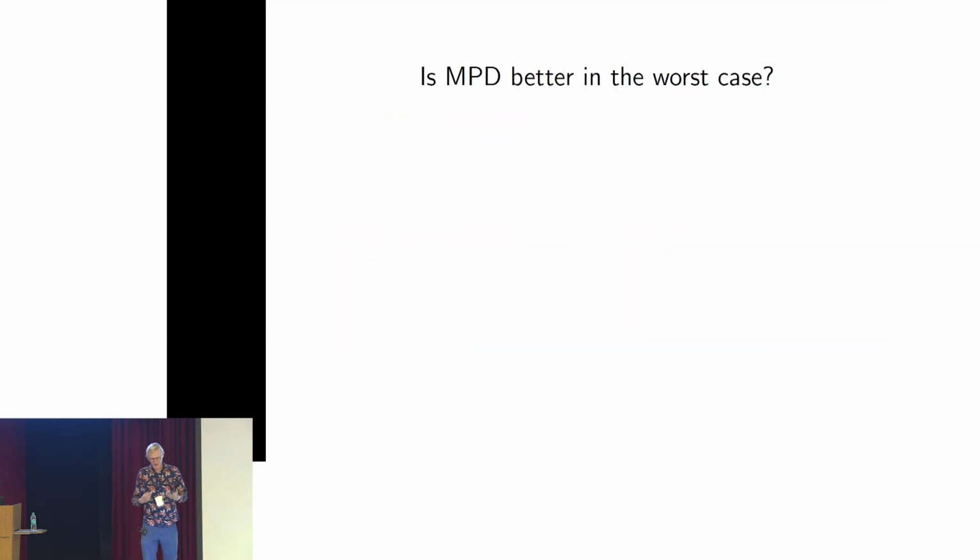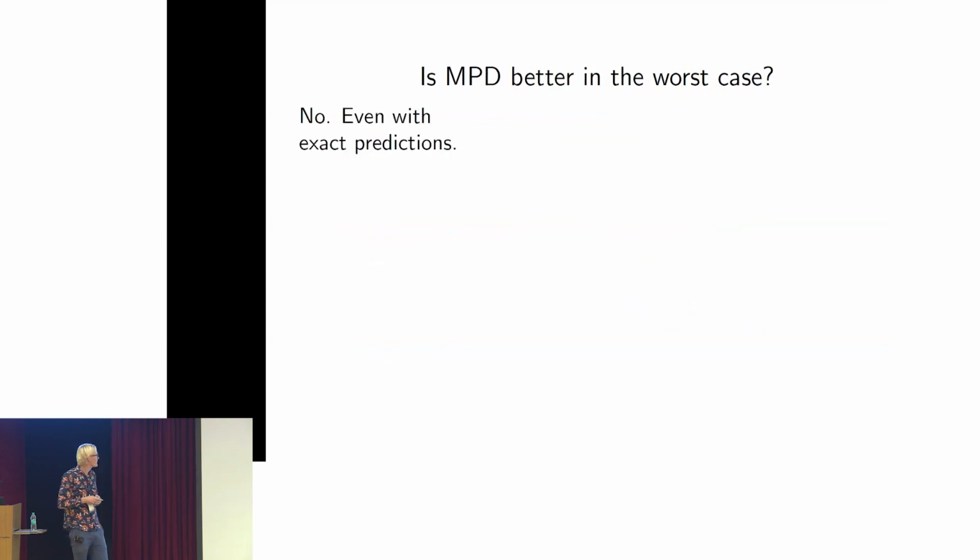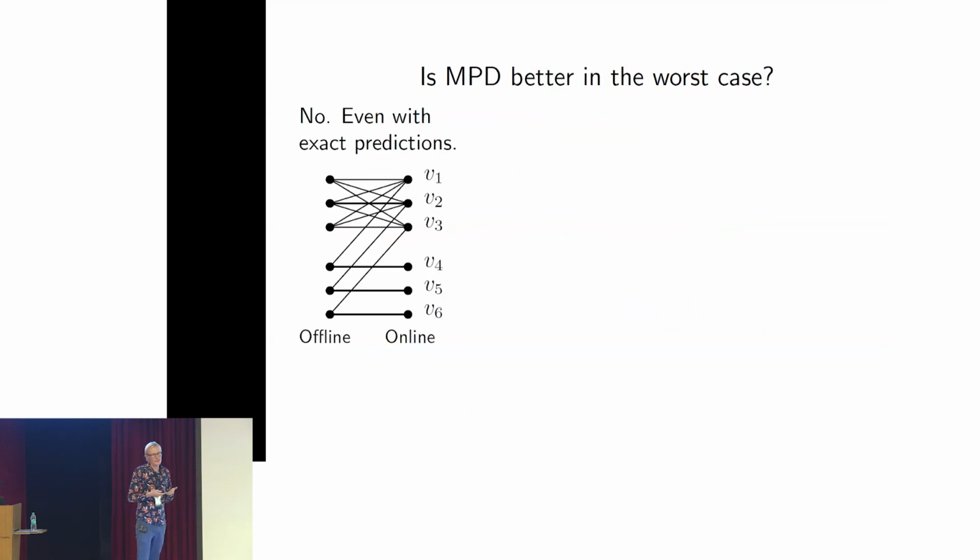So let's first ask whether MPD is better in the worst case. And this turns out to be a disappointing no. Even if we have exact degree predictions, it only attains a competitive ratio of a half. Here's an example. The nodes V1, V2, V3, V4, V5, and V6 arrive in this order. Basically V1, V2, and V3 will be matched to the bottom 3 nodes, and then V4, V5, and V6 can't be matched. But you will see that there's actually a perfect matching in this graph. So this example shows that it's only half competitive.